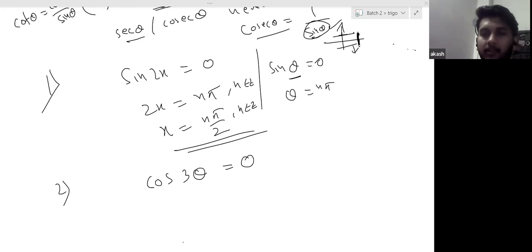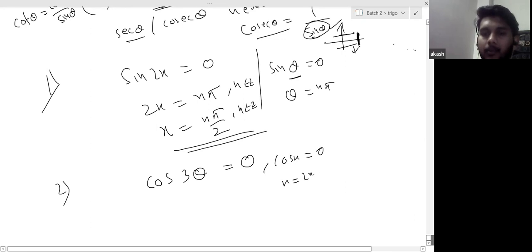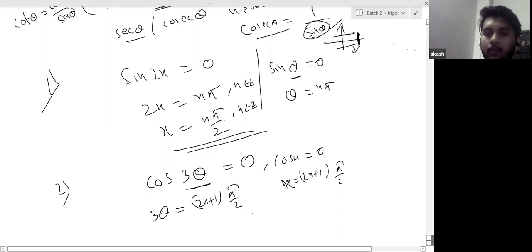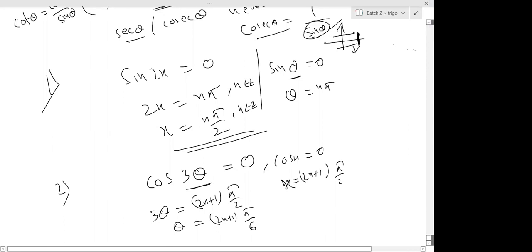Very easy. If cos x is 0, then x is equal to 2n plus 1 into pi by 2, right? Here the value of x is 3 theta. So 3 theta will be an odd multiple of pi by 2. So theta will be equal to 2n plus 1 into pi by 6. Is it clear? The value of n will not be given.